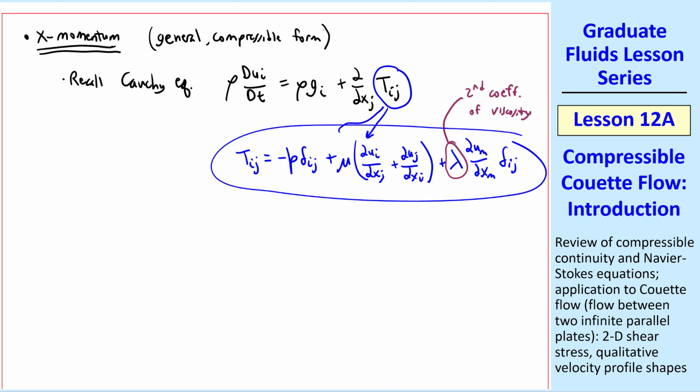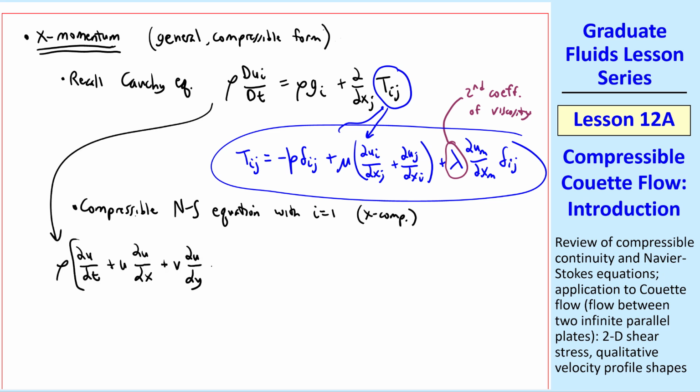Well, let's plug this into here to write out the compressible Navier-Stokes equation, and we'll consider only the i equals 1 component, or the x component. I'll expand this out here, and the first term on the right-hand side goes away by our assumption 5, which is that we neglect gravity. Let's expand this term.